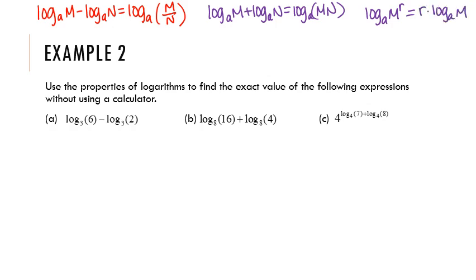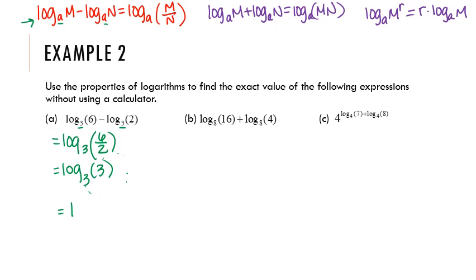Okay, so looking at letter A, you can see this matches up with this first property. So I can combine these two logarithms since they both have the exact same base. So this can be combined as log base 3 of 6 divided by 2. And now I can rewrite this as log base 3 of 3, and I can simplify this further. 3 to what power is 3? And that's 1.